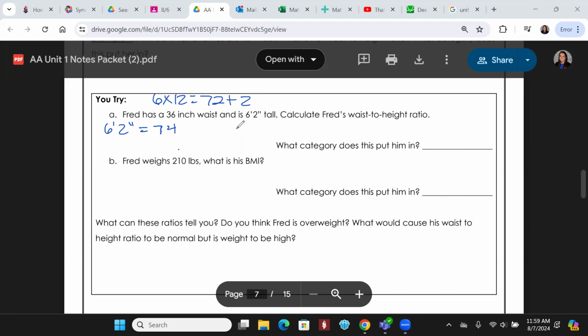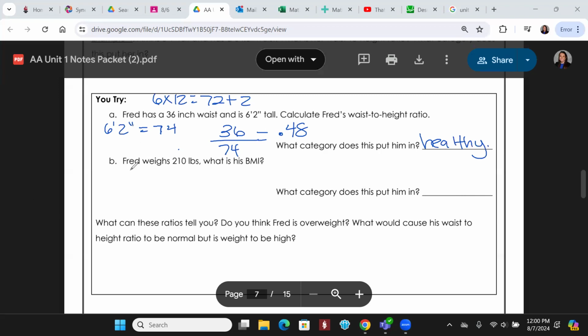Okay, then we're going to do our waist divided by our height. And what does that give me? 36 divided by 74, 0.4848. So what category does that put him in? Healthy, right?